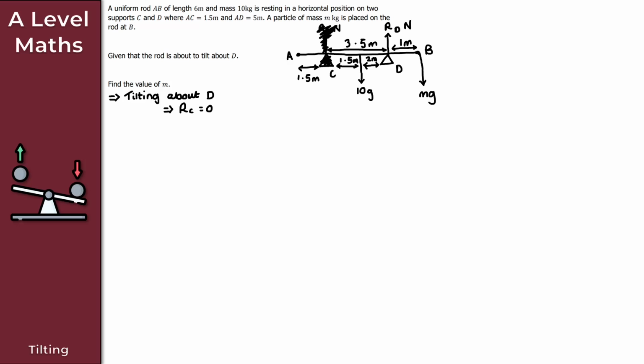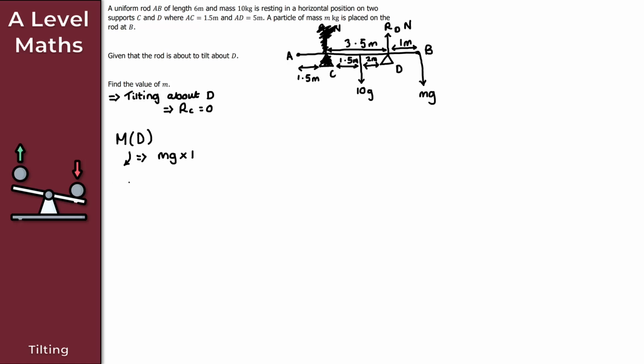Now we're going to take moments about D. What we need is the clockwise and the anti-clockwise moments. Which force would produce the clockwise moment? Imagine we hold our finger at D. That would be this force here. If we push downwards, the rod would go clockwise. The magnitude of the force is mg, and we multiply it by the perpendicular distance, which is 1. We get mg times 1. That's the single clockwise moment, as there are no more clockwise moments acting on this body.